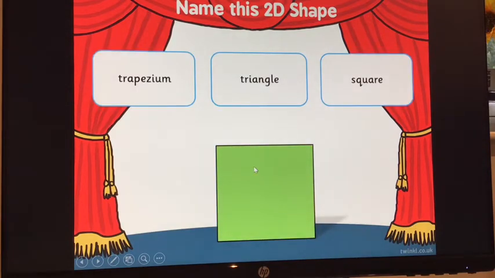Okay, another easy one here, trapezium, triangle, or square.